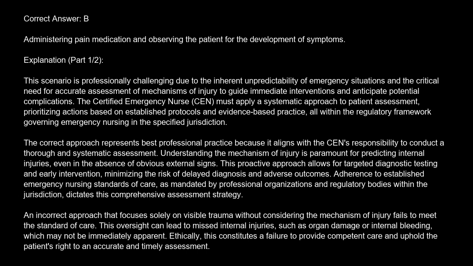Adherence to established emergency nursing standards of care, as mandated by professional organizations and regulatory bodies within the jurisdiction, dictates this comprehensive assessment strategy. An incorrect approach that focuses solely on visible trauma without considering the mechanism of injury fails to meet the standard of care.